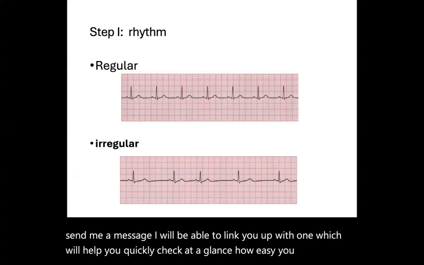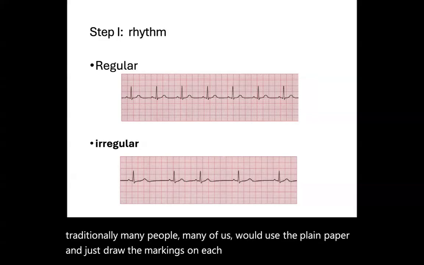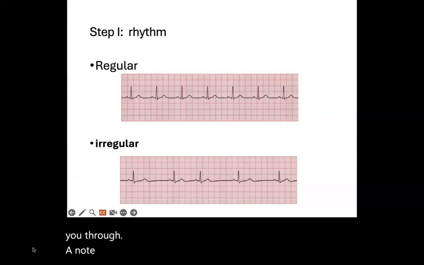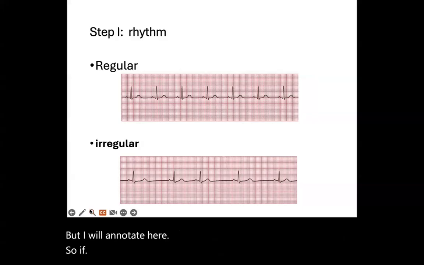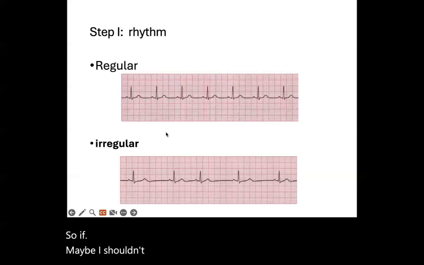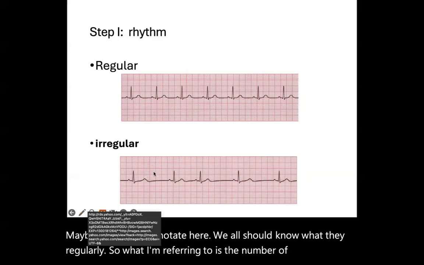Traditionally, many of us would use plain paper and just draw the markings on it. This is the reason why I thought that writing a note and taking you through the process in a presentation yesterday might work. I'm not sure it did. I've not yet gotten your feedback, but I will annotate here. Maybe I shouldn't annotate here. We all should know what irregular is. What I'm referring to is the number of boxes between each QRS complex.